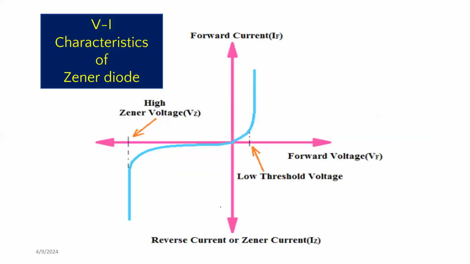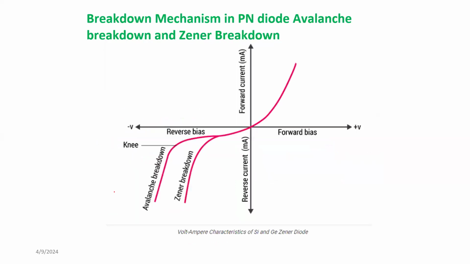This graph you have to draw in the examination. VI characteristics of Zener diode. Forward is almost the same as a PN junction diode, whereas in reverse there is Zener breakdown, after that it becomes almost a straight line like this. When I increase this current from IZ minimum to IZ maximum, there is no change in the voltage. Zener voltage is almost the same. That's why you can use it as a voltage regulator or voltage stabilizer. That's the main intention of this particular Zener diode.